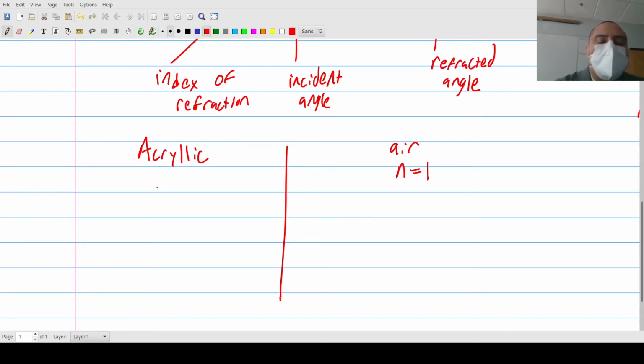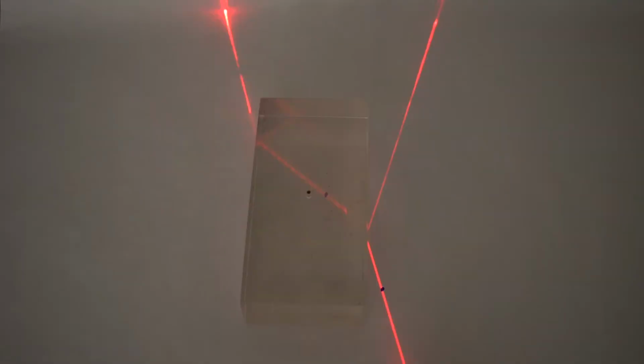Acrylic over here, I don't know what the index of refraction of that is. n is equal to question mark. Let's put it down. But we can measure some things, and we can calculate it using Snell's Law. So let's make some measurements of this situation.